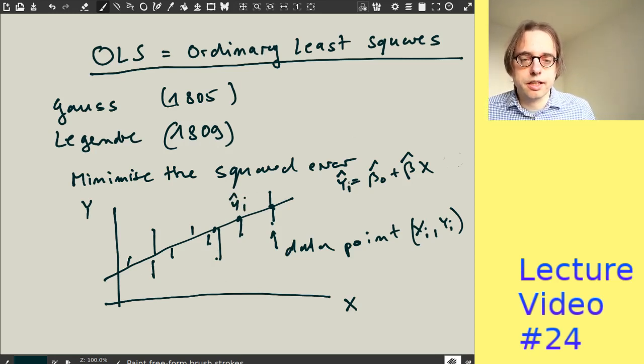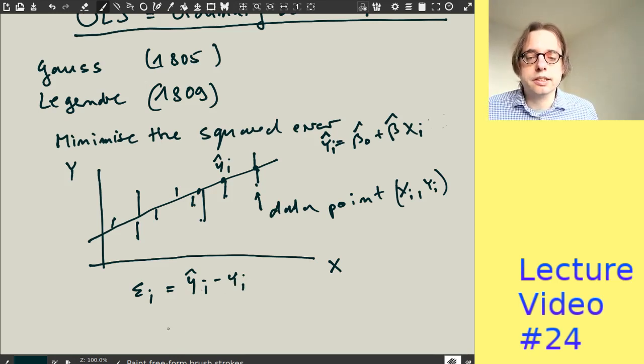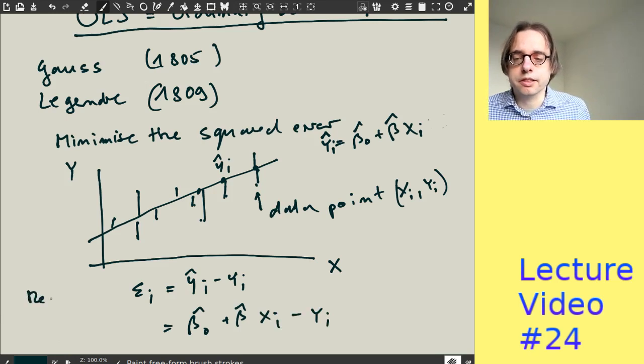So y hat i is beta naught hat plus beta hat x_i, and then the differences epsilon_i are the residuals, namely y hat i minus y_i, and y hat i is of course beta naught hat plus beta hat x_i minus y_i. So this is called a residual.